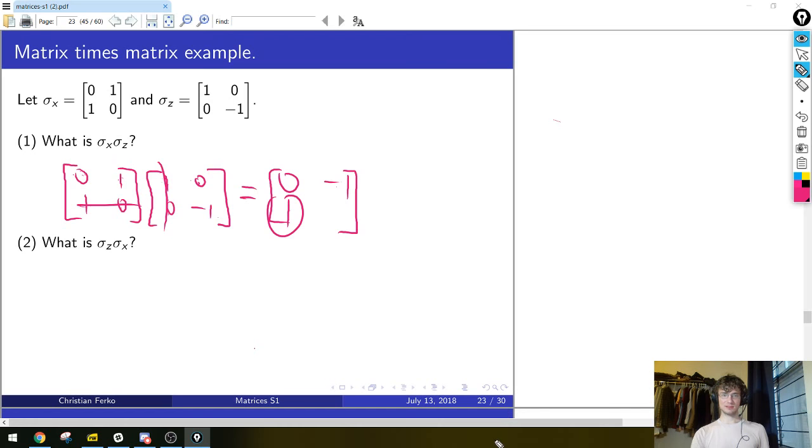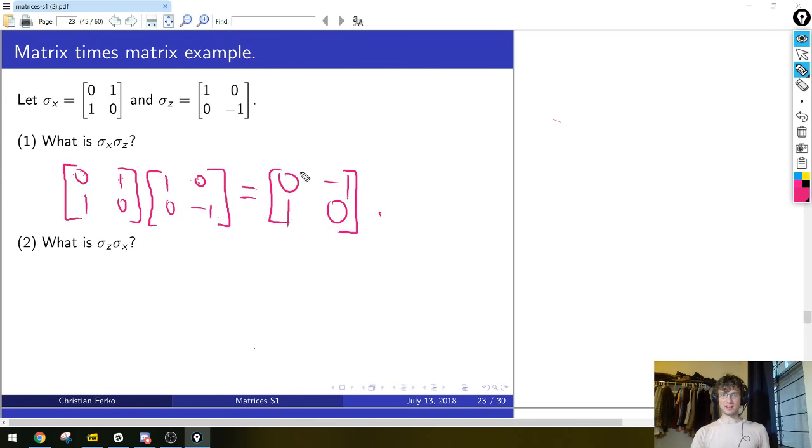Good? And then would the bottom right also be 0? Yes, bottom right is bottom and right. 1 times 0 plus 0 times minus 1, which is 0. Good. That is the product of the Pauli matrices sigma x and sigma z.